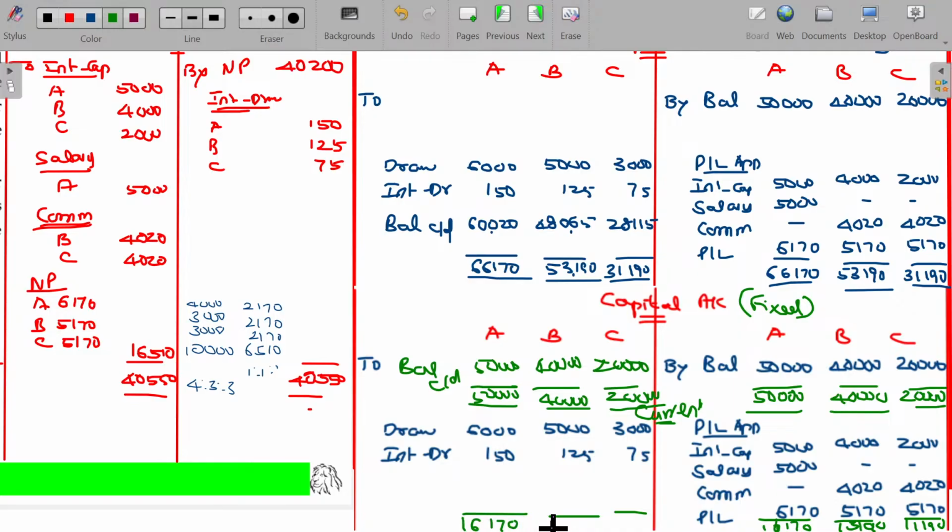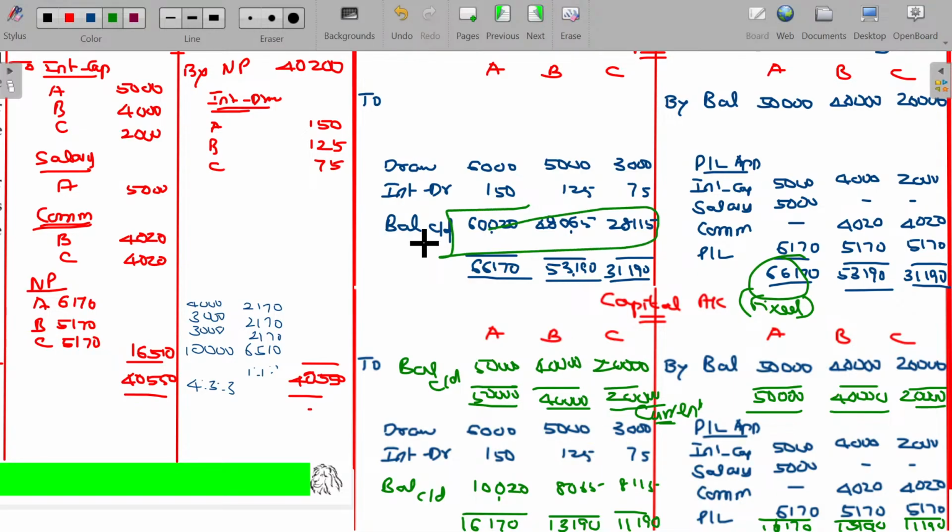16,170, 13,190, 11,190. So from this total, you subtract the initial capitals. That's what about the balance of current account. Now find out the balance carried on in current account also. 10,080, 8,065 and 8,115. So from this balance, you remove the current account balance. Balance will be the current account balance. Is that clear?